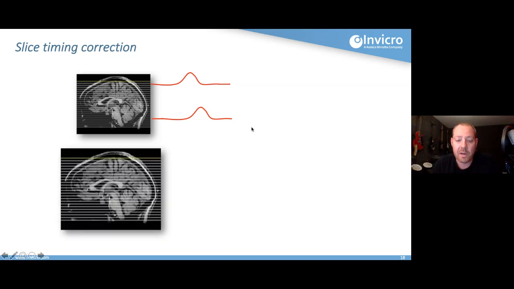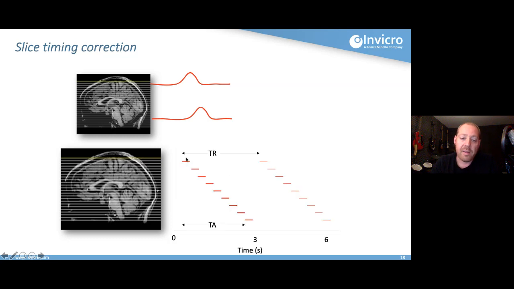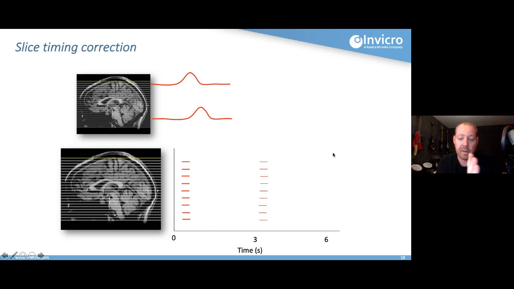So what slice timing correction does is basically, you tell it what your TR is, and there's another variable called TA, which is the time between the first slice and the last slice. And essentially it just shifts everything back in time, so that all the slices are lined up, and it's as if you acquired all the slices at the same time.